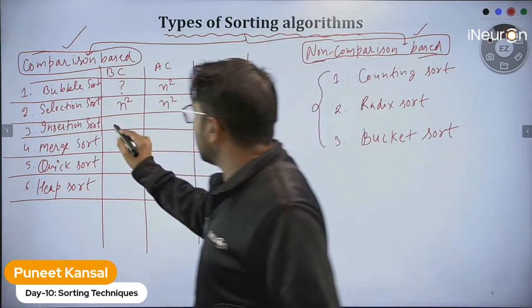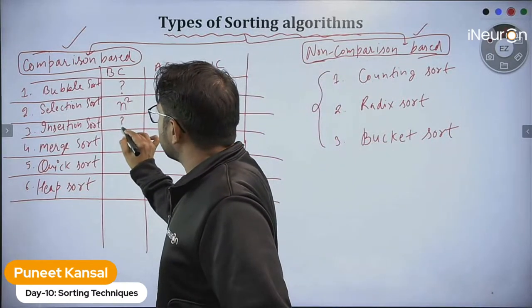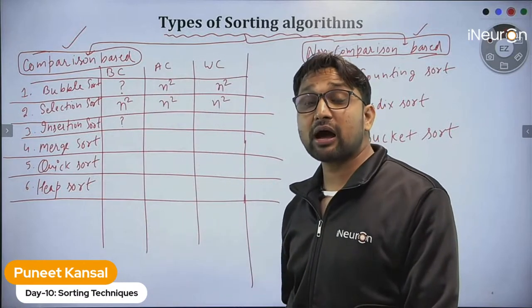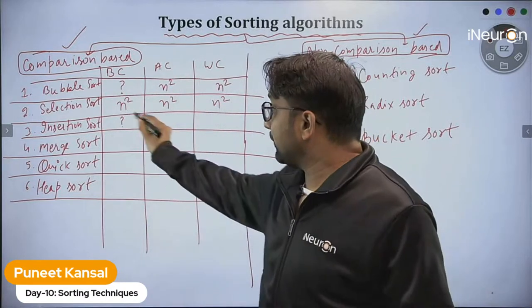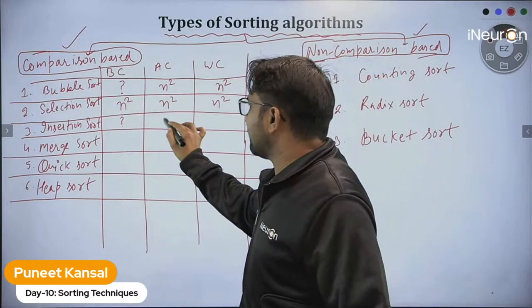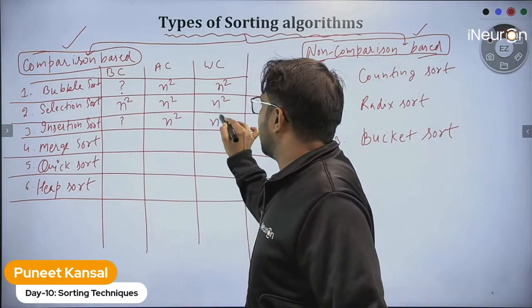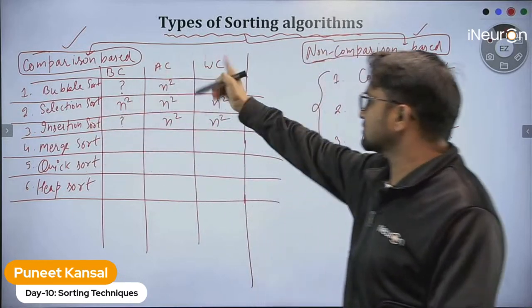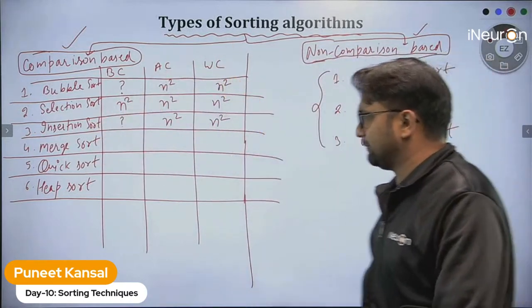Okay, fine. So insertion sort, I'm not going to tell this one also. I'm leaving those which are important, which are asked in interview. I'm leaving those questions which are asked in interview, okay. Other ones I'm filling up. Insertion sort, average case is n square. Insertion sort, worst case is n square.